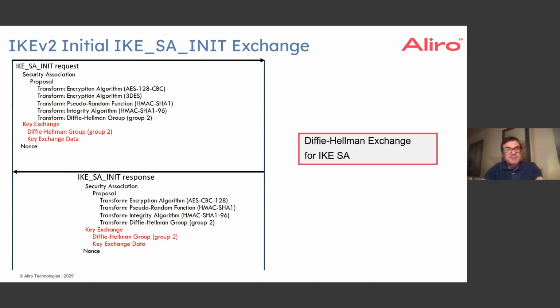The key exchange, which is highlighted in red on this slide, is used to do a Diffie-Hellman exchange, which enables the two IPsec gateways to agree on a shared secret. This shared secret is combined with other things such as nonces, identities, and other data as input to something called the key derivation function, which produces the various encryption keys and authentication keys that are used in IPsec. I will cover the details of how Diffie-Hellman works in one of the upcoming slides.